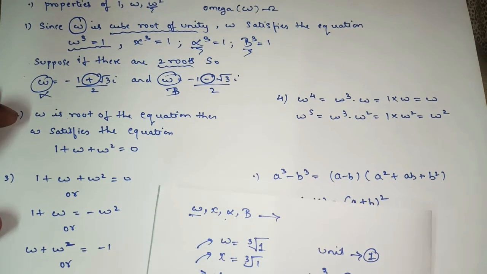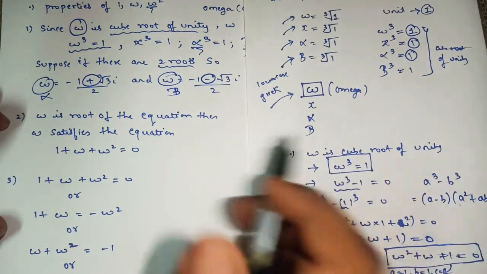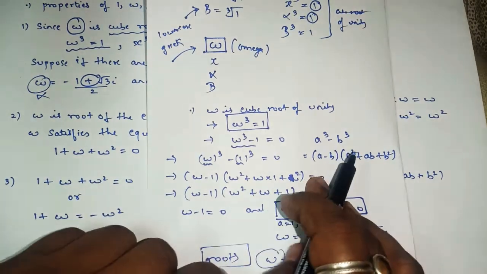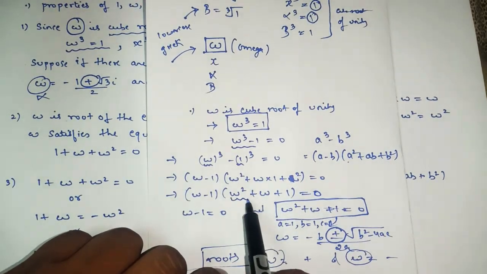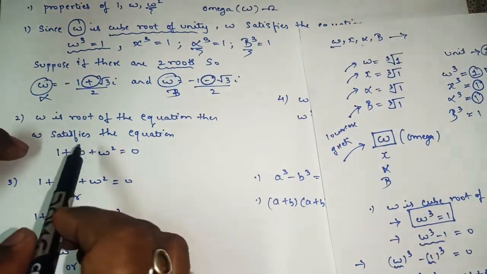Now the second point is what? If w is the root of the equation, then w satisfies the equation. Just now we saw the equation, where you get w square plus w plus 1, that only I wrote. So here you will get one equation.